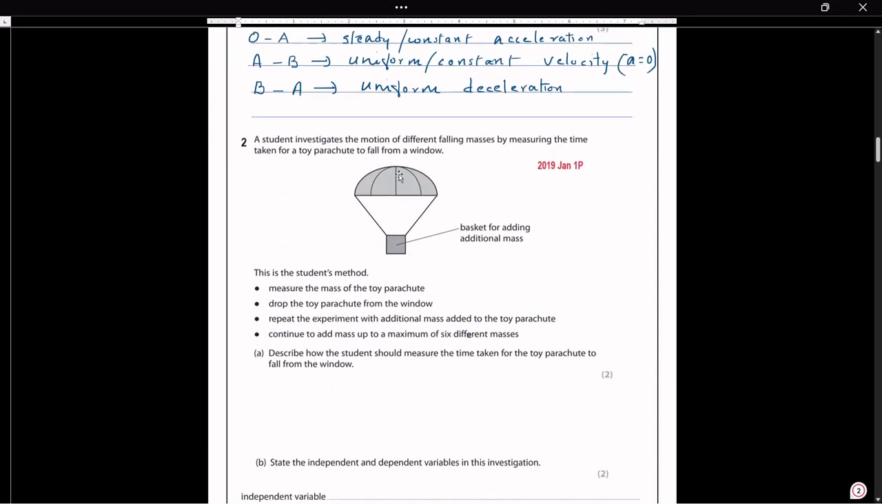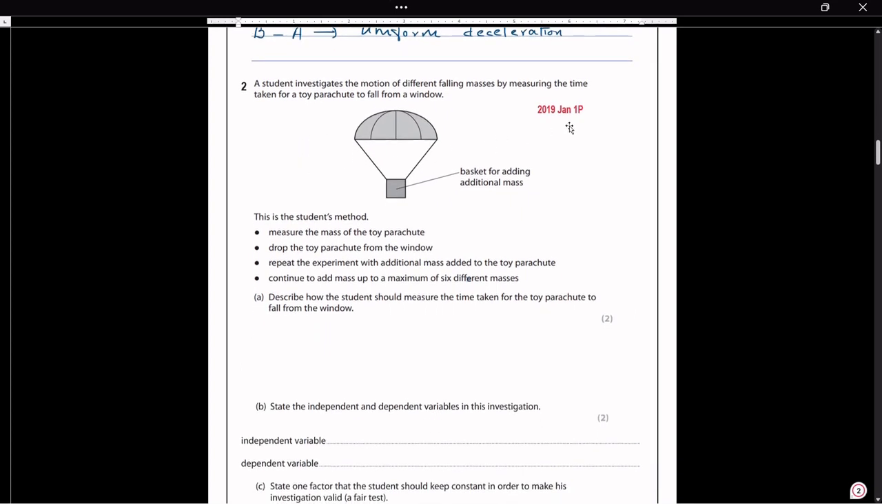Now let's move on to the next part. This is a question from 19 January 1P. It is a question about the investigation of the motion of different falling masses by measuring the time taken for a toy parachute to fall from a window. As you see, there is a mass attached to this parachute.